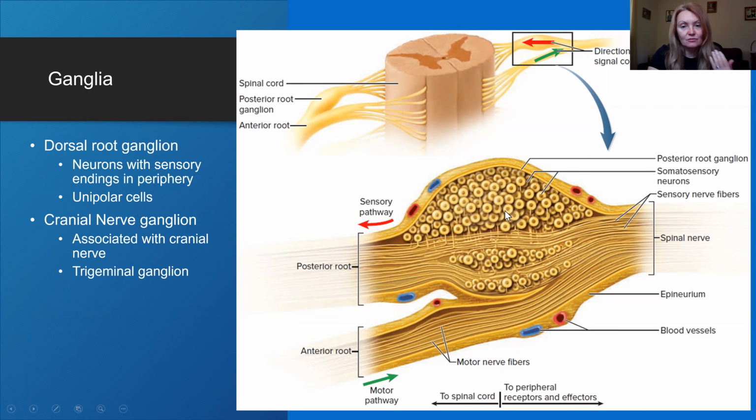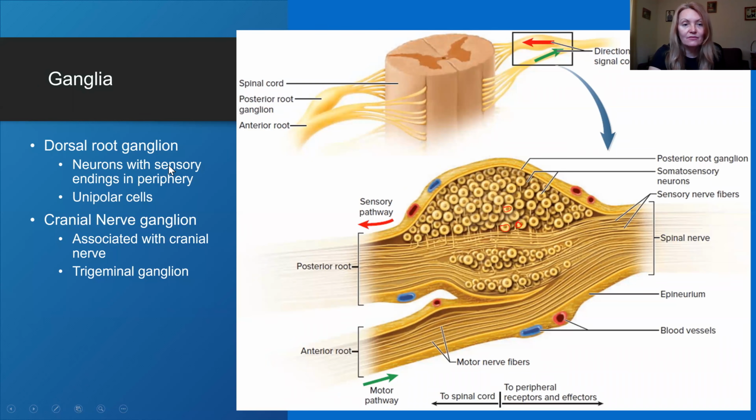So it's a dorsal root ganglia or posterior root ganglion. And if you look inside, you will see a lot of these cell bodies. Those are cell bodies of sensory neurons over here. So the ganglia, by definition, is a collection of cell bodies of neurons outside of the central nervous system, right? So that would be a ganglia.